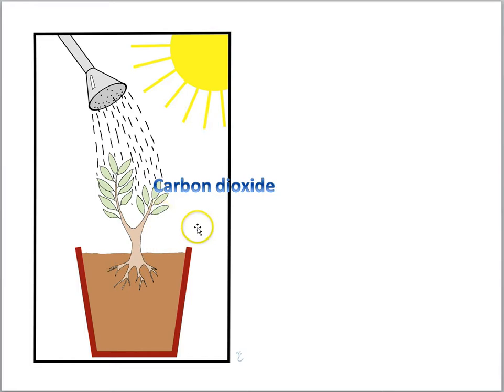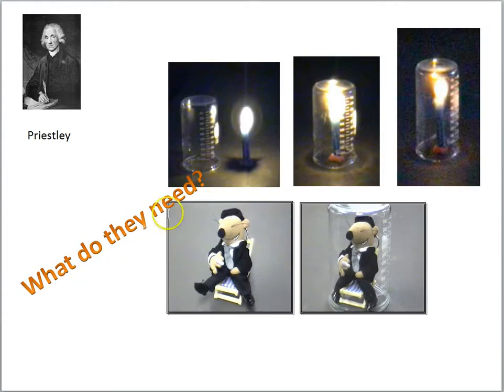Now in this lesson, we're going to expand our view to see how plants and animals and other things like flames interact with the air, and that will shed more light on what plants are doing as they grow. We'll look at the work of Joseph Priestley and others. And Priestley was familiar with some simple observations that you might be familiar with.